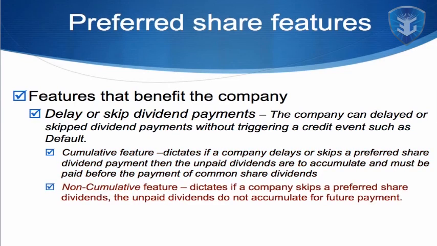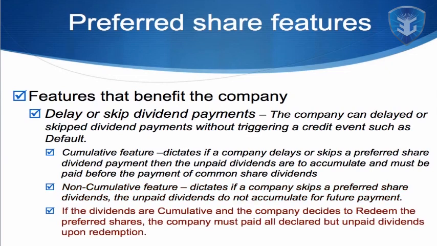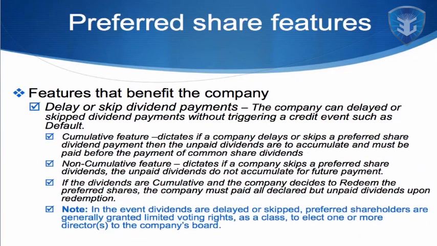If the preferred shares have a feature that's non-cumulative, it means the company can skip or delay the preferred share dividend payment, and those unpaid dividends do not accumulate for future payment. They simply disappear. If the dividends are cumulative and the company decides to redeem the preferred shares, the company then must pay all declared but unpaid dividends upon the redemption.